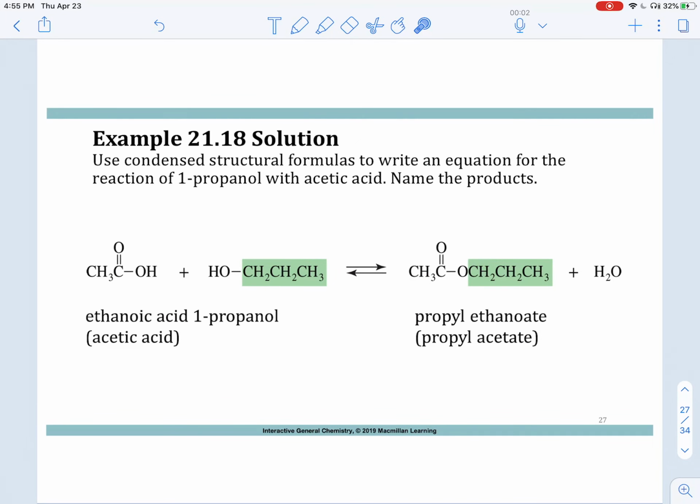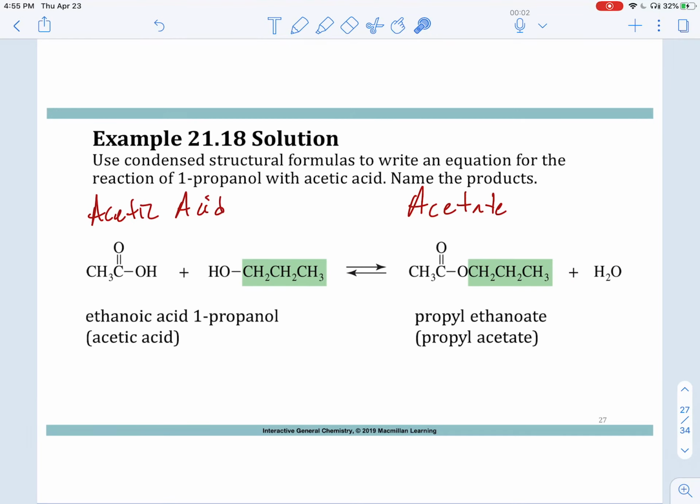Let's double check our work. So again, 1 propanol right here plus ethanoic or acetic acid. This group is going to be attached to here, and we're going to get propyl ethanoate there, or propyl acetate. You'll also see it's acetate again. It's hard to get away from the acetic acid. And then they use acetate instead. But this is the proper way to be naming those. Plus water as a byproduct.